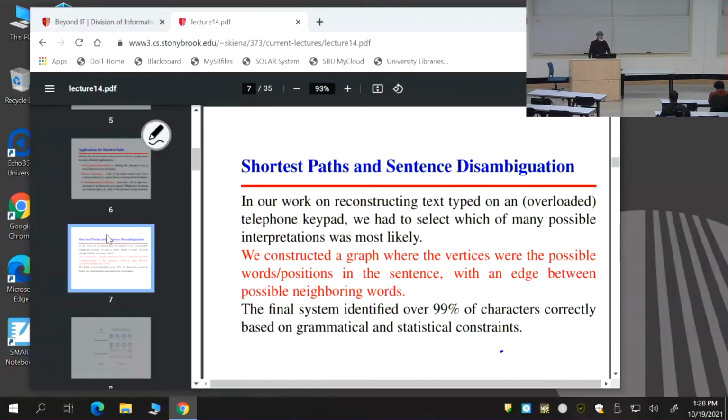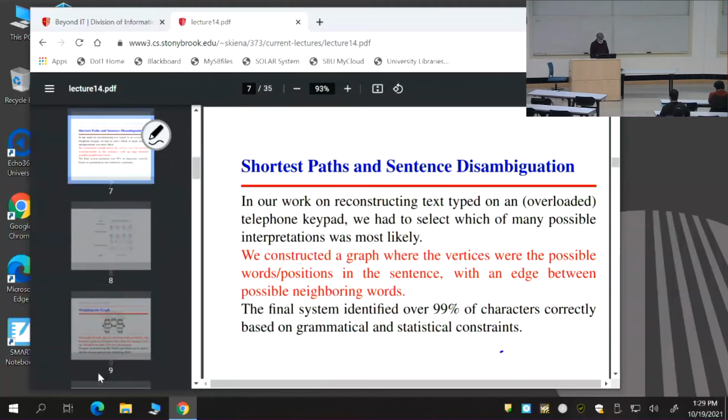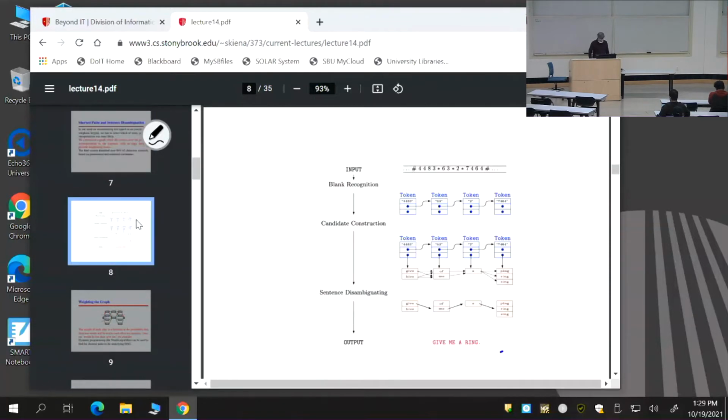There are a lot of problems that, if you look at them the right way, really are shortest path problems. I'd like to give you one example just to motivate you, which is one of the war stories in the book. It has to do with a project we once had to reconstruct text typed on a telephone, to figure out what you meant.